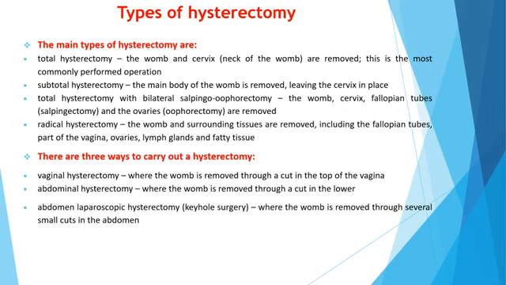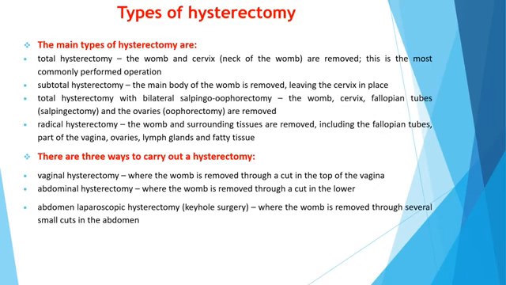So total hysterectomy, remove all of them: fallopian tube, cervix, the womb, and so on. Radical hysterectomy, the womb and the surrounding tissue are removed, including fallopian tube, part of the vagina, ovary, lymph gland, and fatty tissue. That is about the types of hysterectomy, which are four main types, and we already mentioned them.